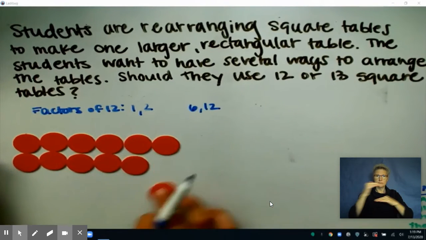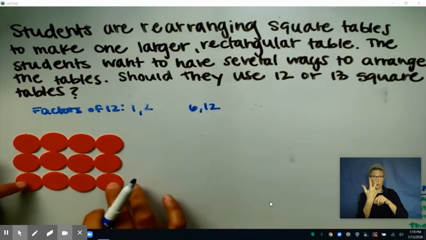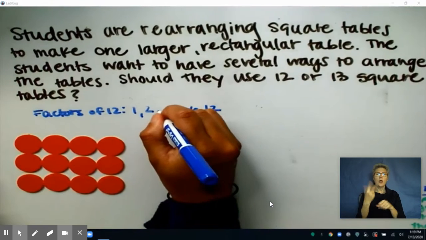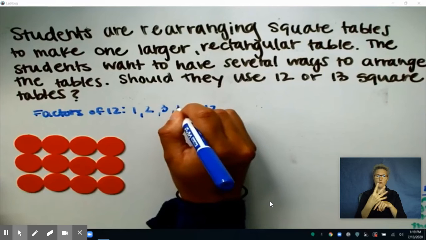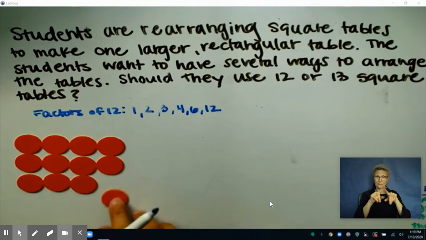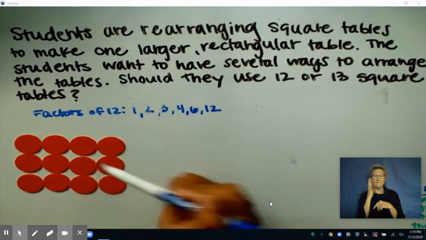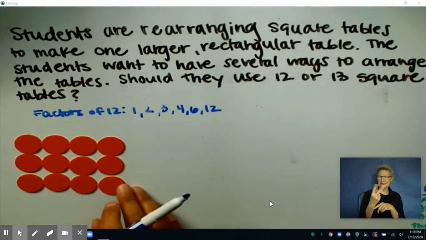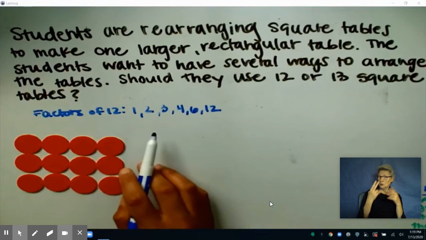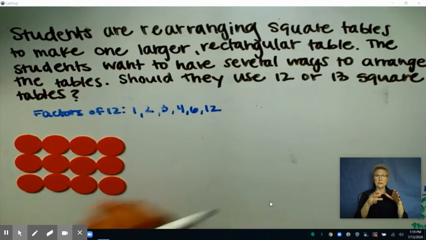Let's keep going. What about 3 rows? Let's see if we can make 3 rows with these 12 desks, and we can, right? We have 3 rows of 4. And we can try 5, but actually now that I'm thinking about it, we know that 5 is not a factor of 12 because it doesn't end in a 5 or a 0. And so it looks like we've finished up here. So we are seeing that we could arrange these desks in several different ways if we used 12 desks.